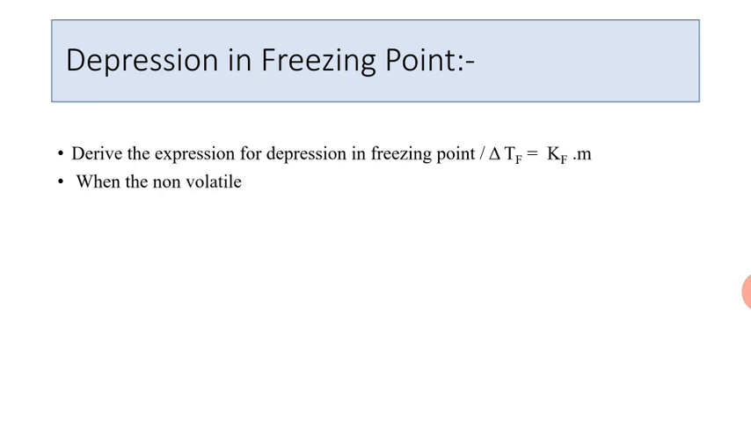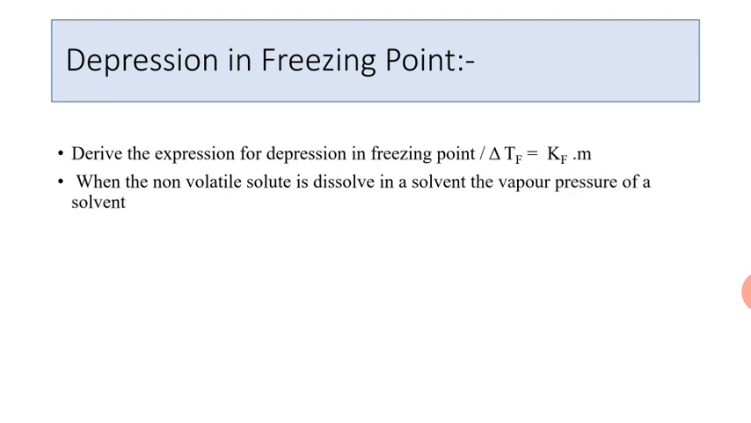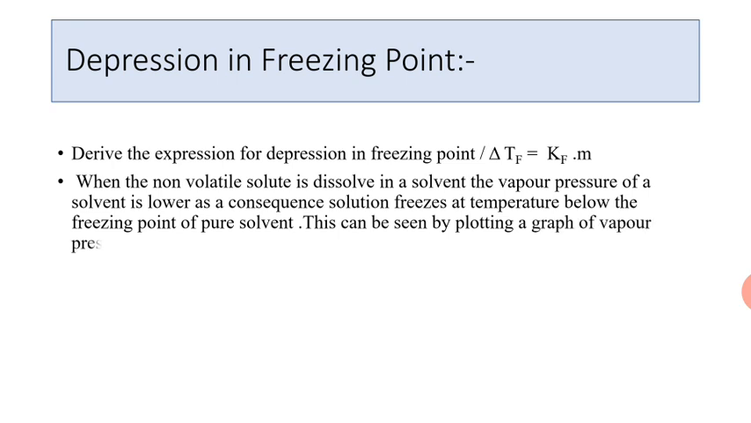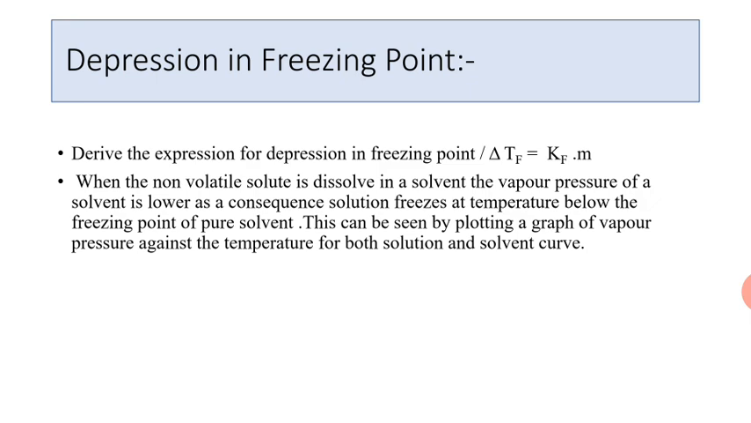When the non-volatile solute is dissolved in a pure solvent, the vapor pressure of the solvent is lower. As a consequence, the solution freezes at a temperature below the freezing point of the pure solvent. This can be seen by plotting a graph of vapor pressure against the temperature for both the solution and solvent curve. So let us see the graph.